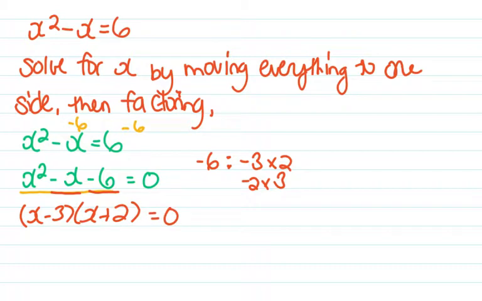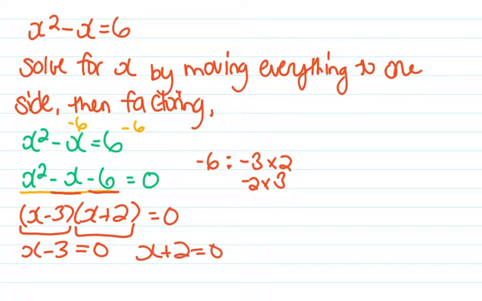Now since it equals 0 and I need to solve for x, that means I need to find the two solutions for x that would make this equation true. So that means each bracket gets set to 0. So x minus 3 equals 0 and x plus 2 equals 0. Add 3 to both sides on this one. Now I have x equals 3. Subtract 2 from both sides on this one. Now I have x equals -2. And those are the two solutions for x.